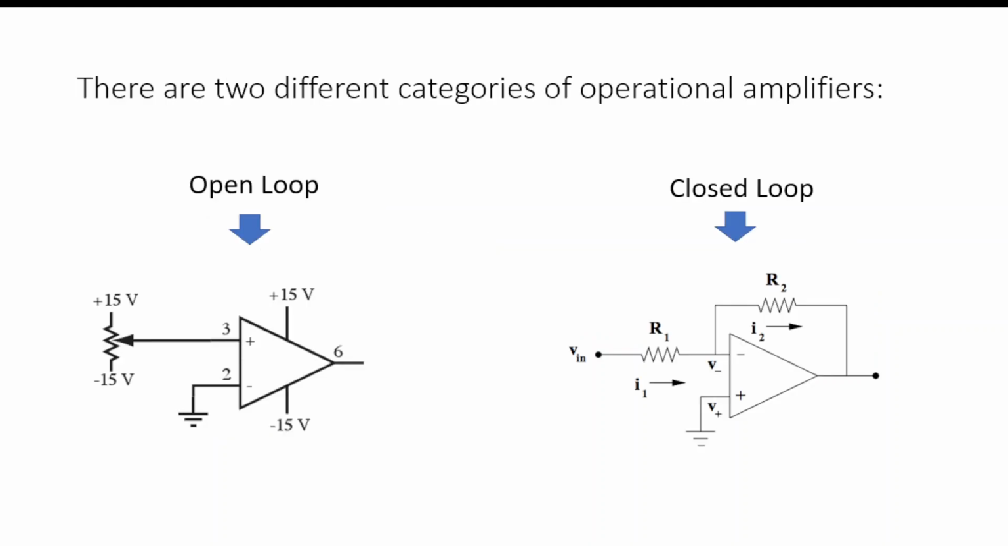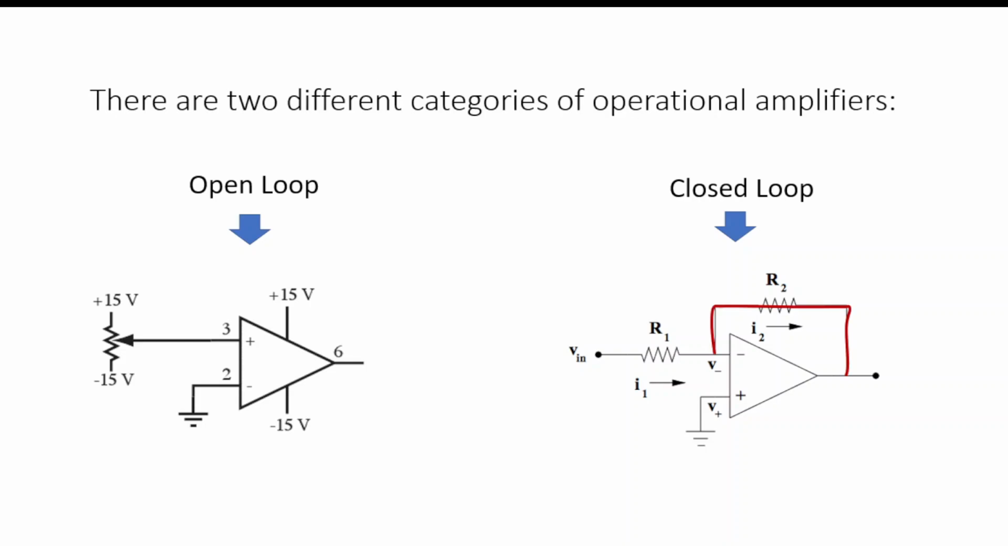Now there are 2 different categories of operational amplifiers. One of them is known as an open loop amplifier, and the other is known as a closed loop amplifier. So we have open loop and closed loop. The way that we can differentiate between the 2 of them is due to the connection of one of the inputs to the output that you see here outlined in red. Now the closed loop operational amplifier will also have a positive and a negative source connection. It just isn't shown as it is on this one.